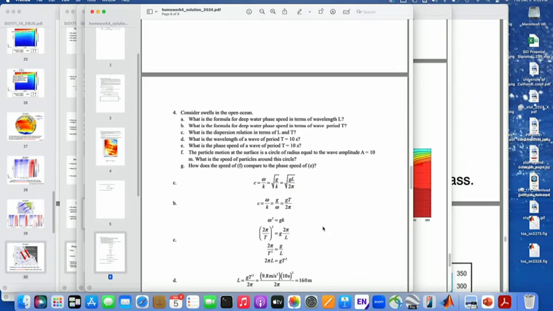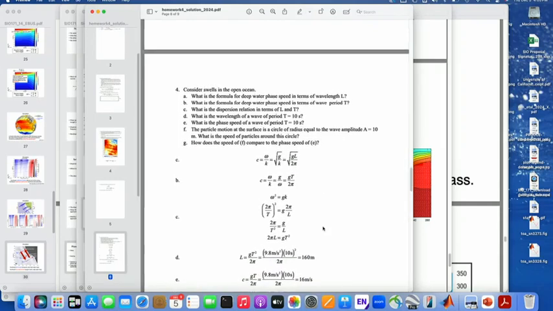Phase speed of a wave of period 10 seconds. So we already have the phase speed in terms of period, so you plug away. 15.6. That's what I got. Yep, 16 meters per second. There you go. And so this is relevant for surfers, right? Because now you know how far apart the crests are and how fast you're going. 16 meters per second.